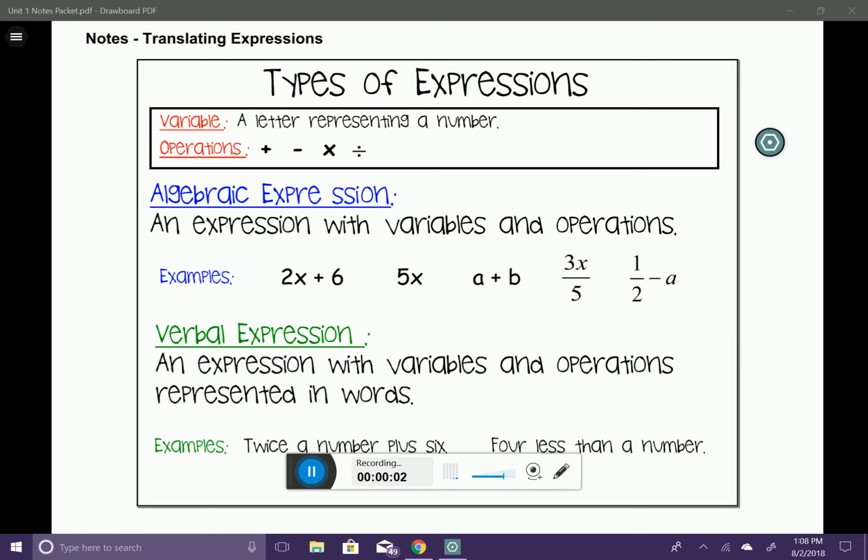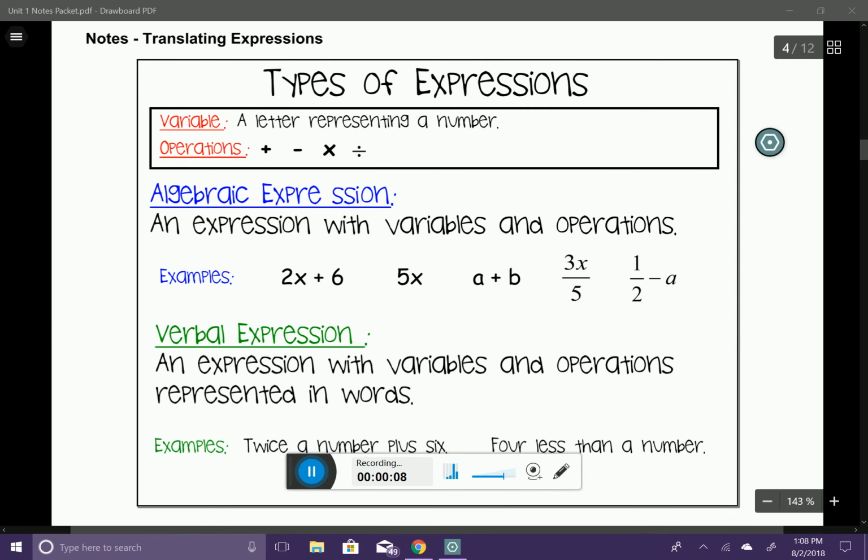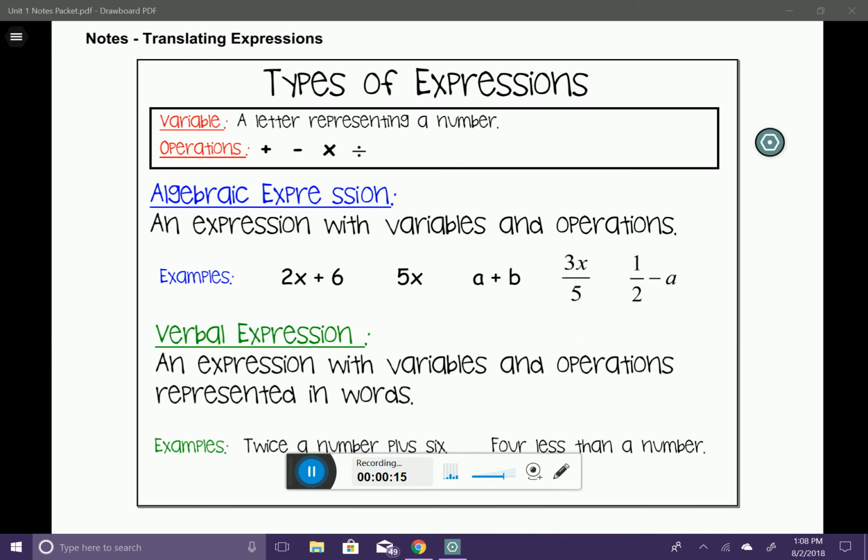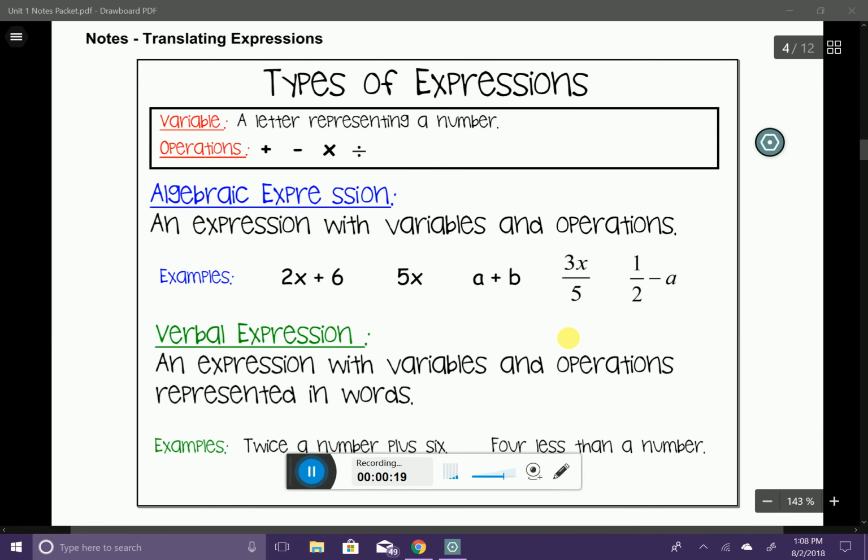In this lesson, we're going to talk about different types of expressions. There are two different types of expressions that we're going to talk about. One is called an algebraic expression, and the other is called a verbal expression. Now, before we talk about these two, we need to know two very important vocabulary terms that you'll see up at the top in red.